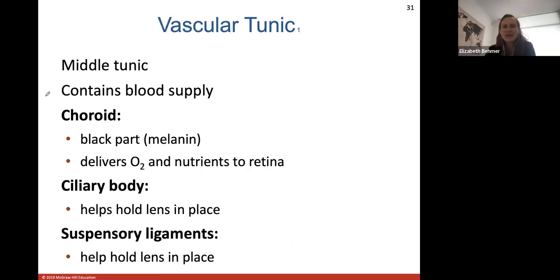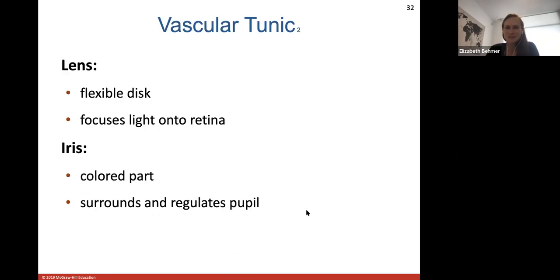The vascular tunic is the middle tunic, which contains all of your vasculature or your blood supply. The choroid layer is the black part, which will contain some melanin and delivers oxygen and nutrients to the retina through the blood vessels. The ciliary body is kind of a muscular body that holds your lens in place, and suspensory ligaments come out of the ciliary body to help kind of control the lens too.